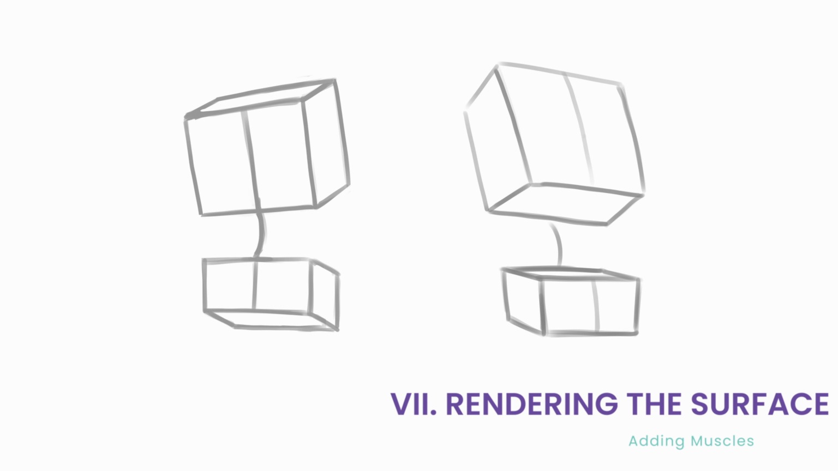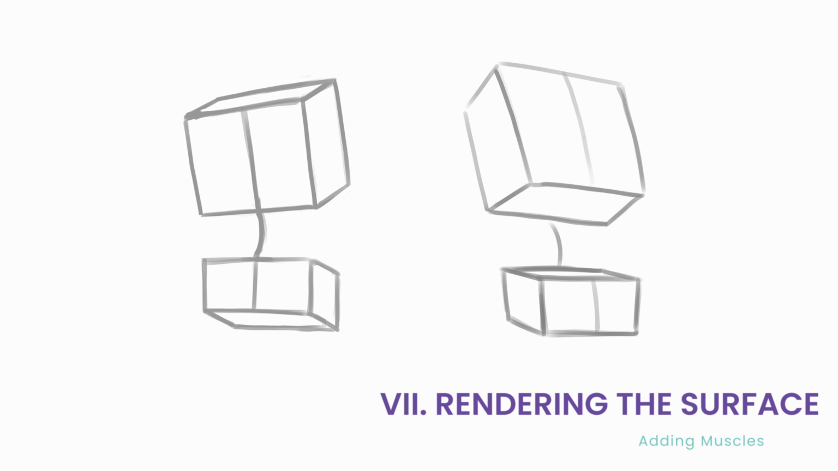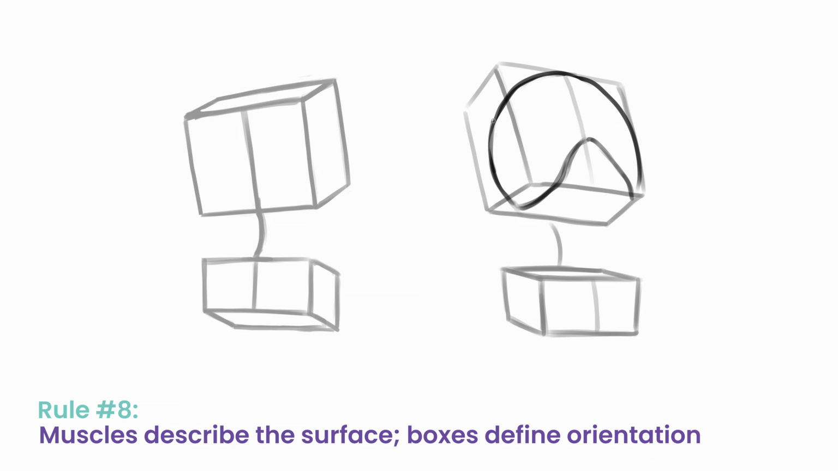Up to this point, the boxes were not the body. They were bounding boxes, volumes that reserve space and define orientation. Now we add volume, but we do not replace the boxes. We test them. Muscle masses don't perfectly wrap the boxes. They interweave with them, sometimes sitting inside the bounds and sometimes pushing past them.